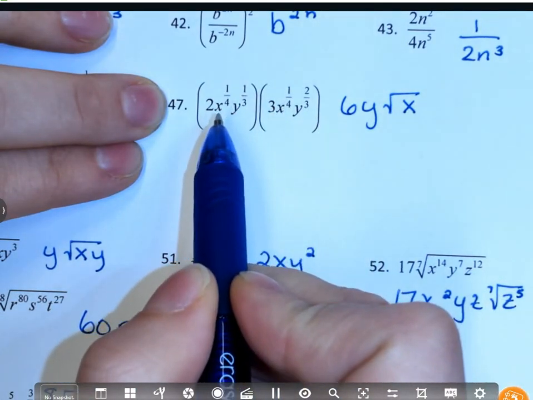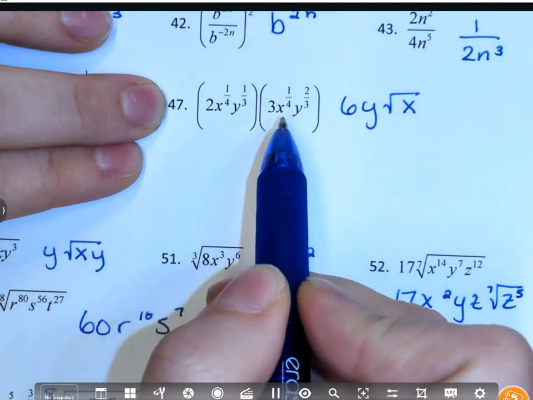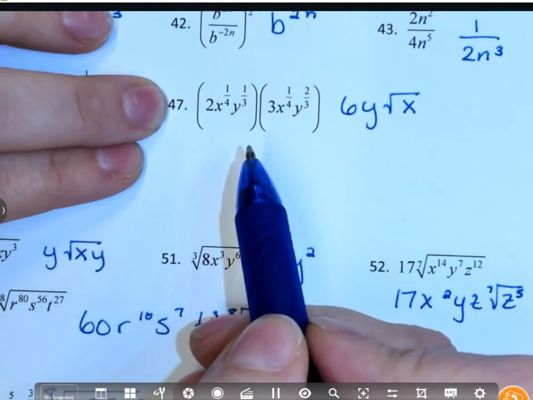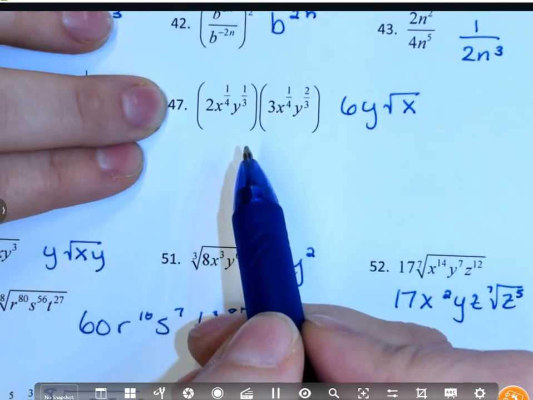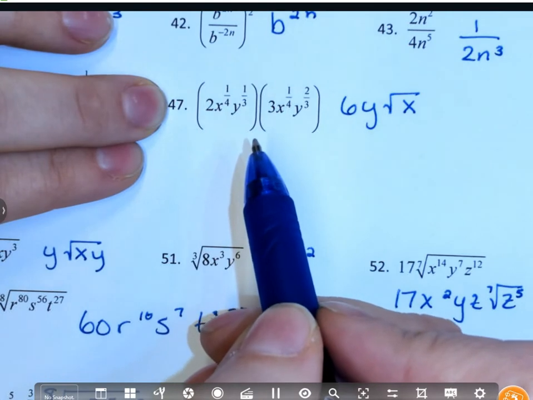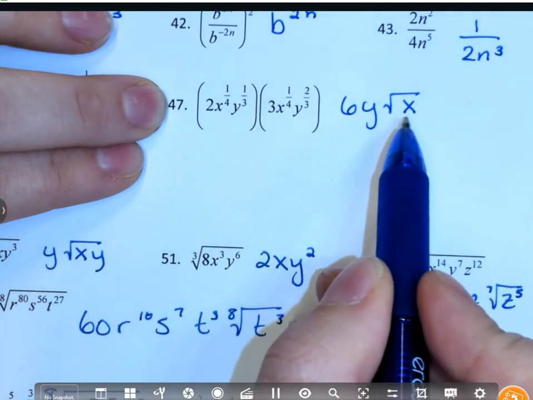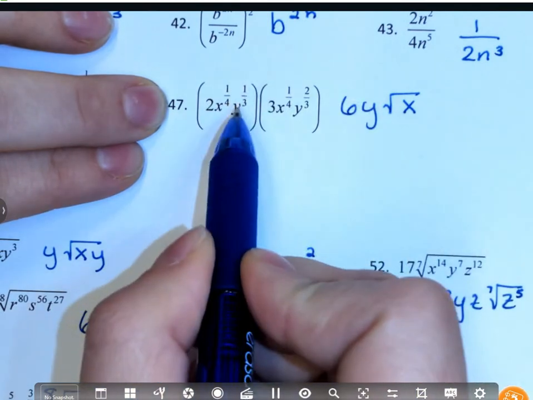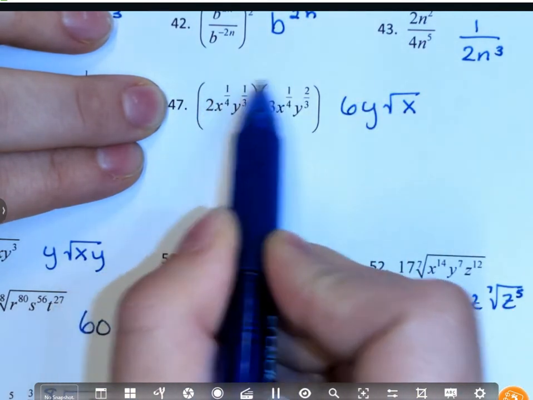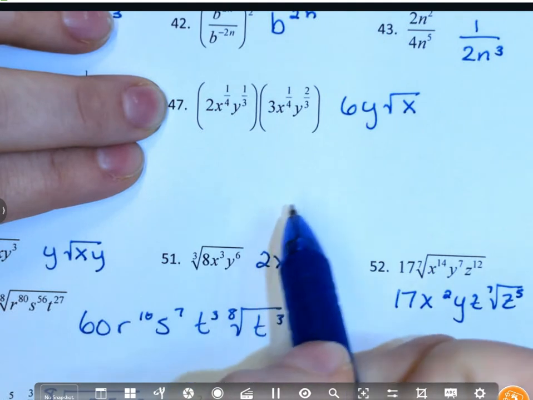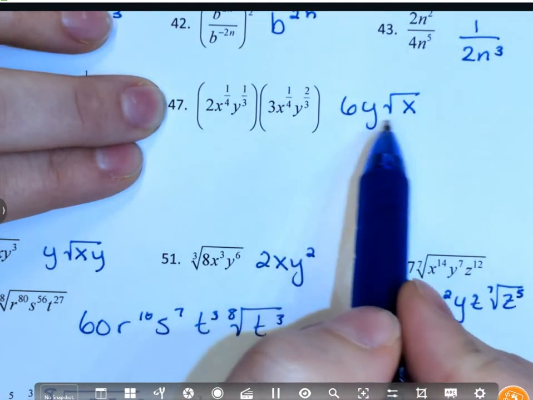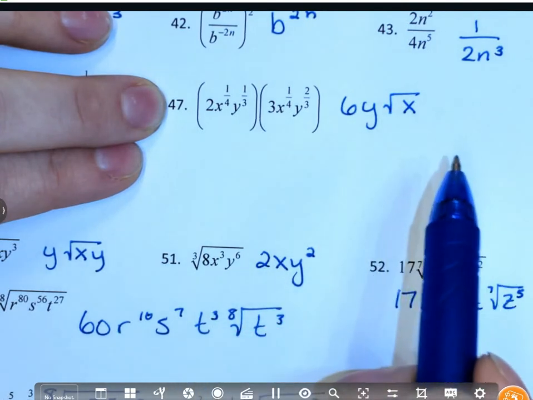X to the 1/4 times x to the 1/4. We add those exponents, right? 1/4 plus 1/4 is? And what does 2/4 simplify to? So you could have written x to the 1/2 power. And then y to the 1/3 times y to the 2/3, that's just y. So I would have been fine with you writing 6x to the 1/2 y or 6y root x.